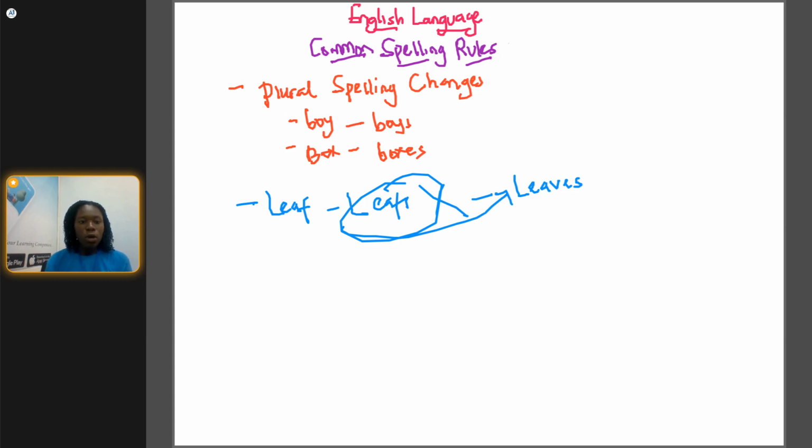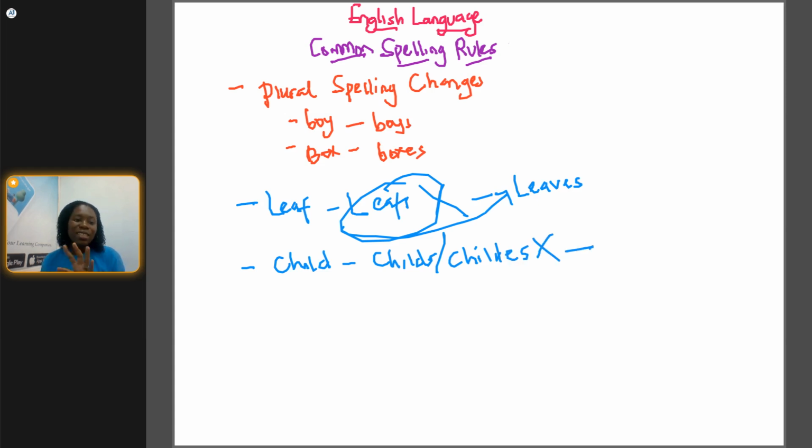We have some other examples like child, that we're used to. You're not going to say childs, instead of adding just s, or adding es, which is wrong. It changes its entire form to children. Children, it changes its entire form.